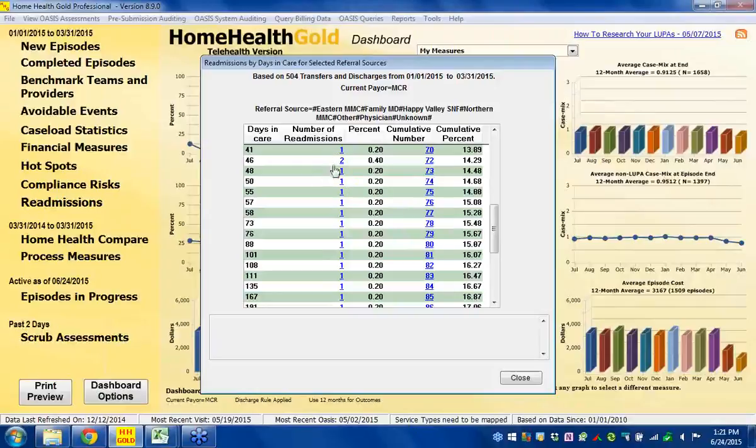Typically, I think you'll be looking at either the 30-day or 60-day mark to say, okay, how acutely did they go back into the hospital from the time we took care of them or assumed responsibility of them.